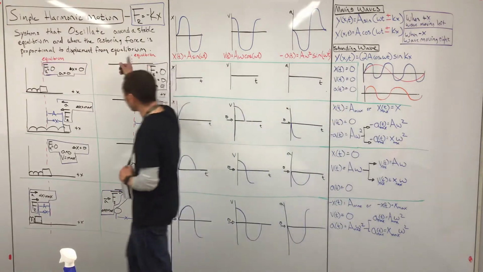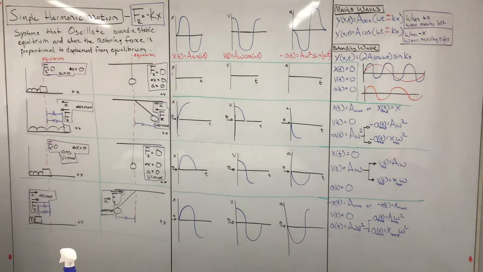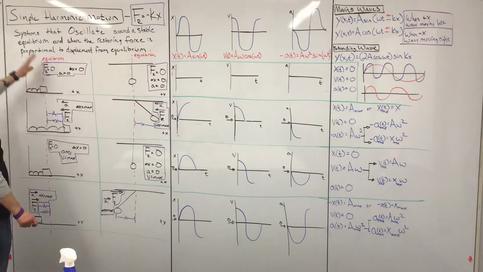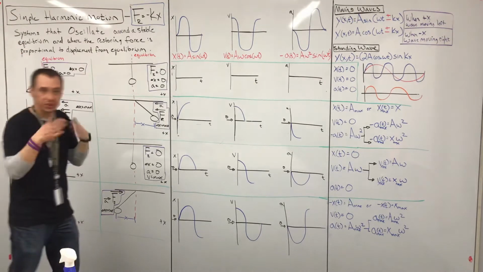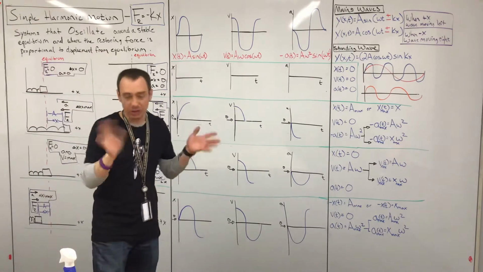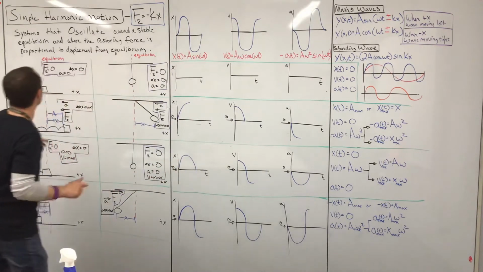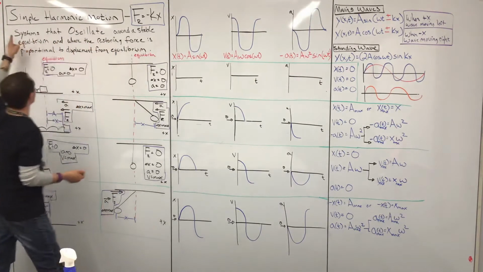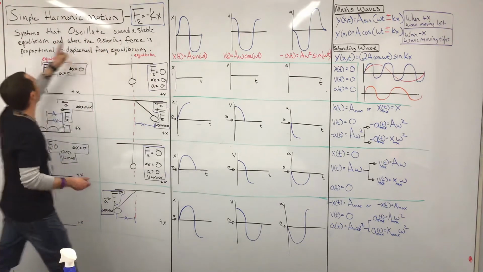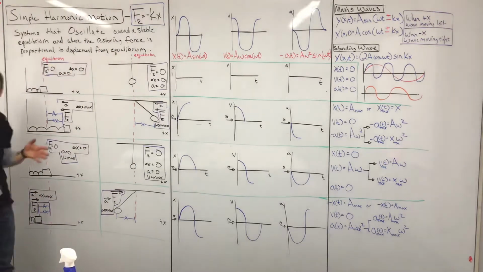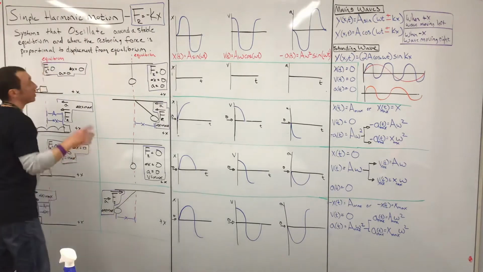So to start off, we want to define what we're talking about. Simple harmonic motion is really just oscillation, vibrations, how things vibrate and oscillate. You can say it a lot of different ways, but that's all we're trying to say. Simple harmonic motion is specific because it's systems that oscillate around a stable equilibrium, and that's important.